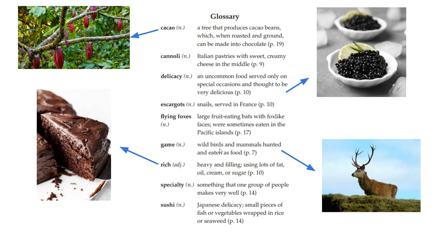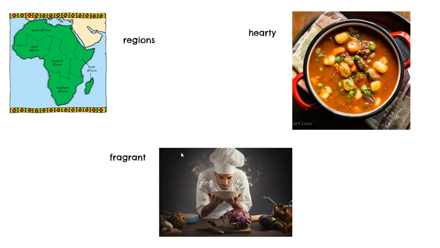Game, wild birds and mammals hunted and eaten as food. Here is a deer. That would be considered game. Some other words that might be tricky. Regions. So you'll see that Africa, right here in this map, is broken into different sections. We call those sections regions. And depending on where in Africa you go, which region you go to, you might taste different foods.